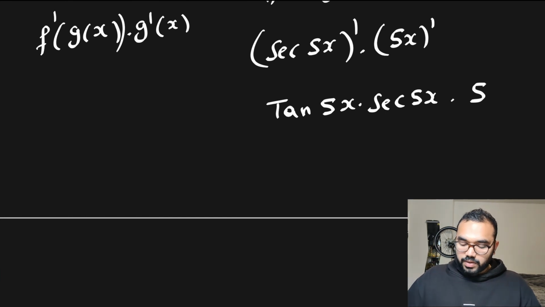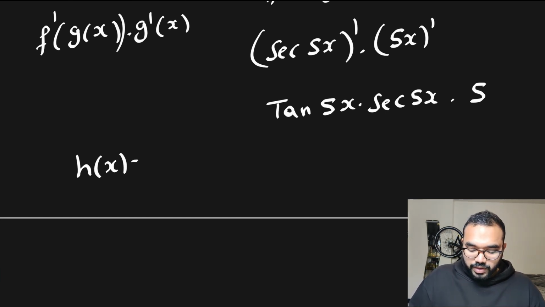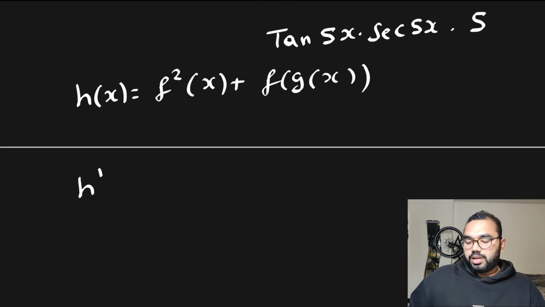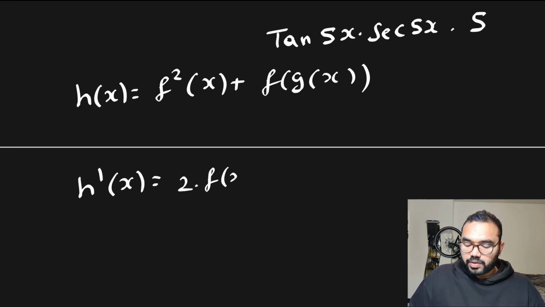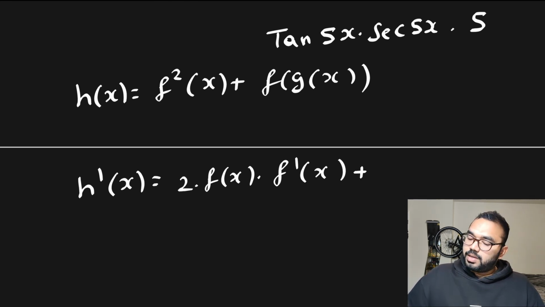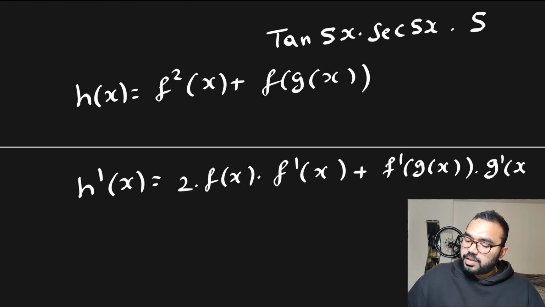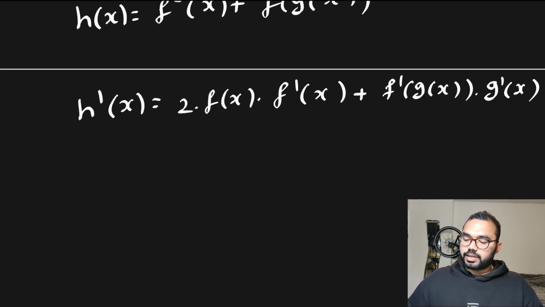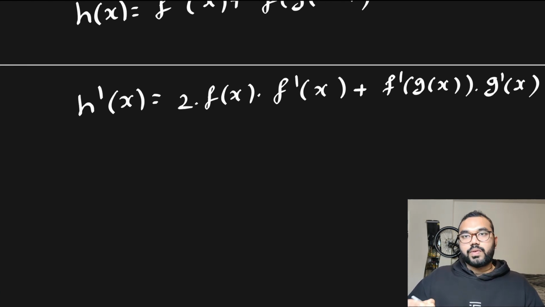So let's plug everything into h of x. Here, let me rewrite. H of x is f square of x plus f of g of x, and I derive h of x, so h prime of x. F square of x is 2 times f of x times f prime of x plus f of g of x derivative is f prime of g of x times g prime of x, right? So those are the derivatives. So now we will plug x is equals to 2.